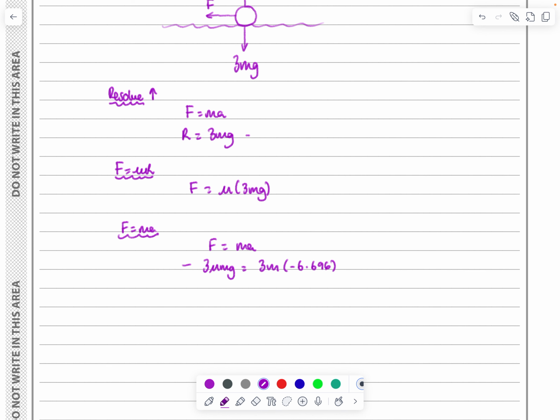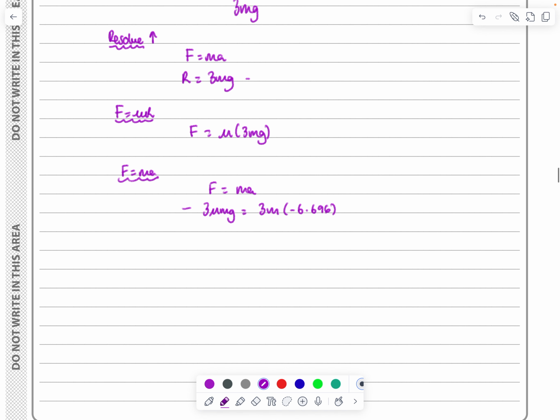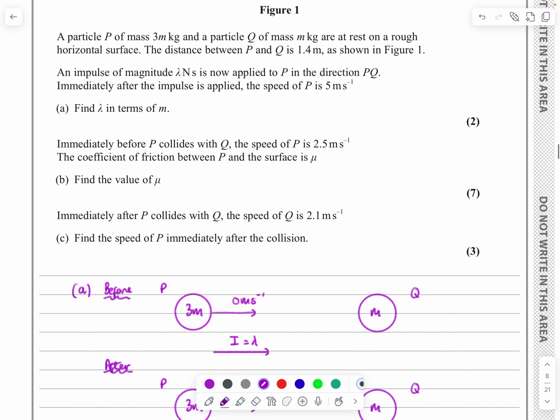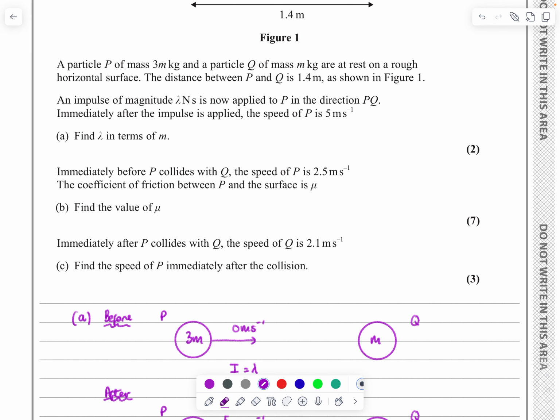And so the negatives cancel, the m's cancel, 3's cancel if you want to. We're going to get that mu works out to be equal to 6.696 divided by 9.8, and so mu works out to be equal to 0.68 there. Obviously mu would be a positive value, should be between 0 and 1 for the coefficient of friction. So hopefully that makes sense in terms of the positives and negatives. Have another read of it if you're not sure.